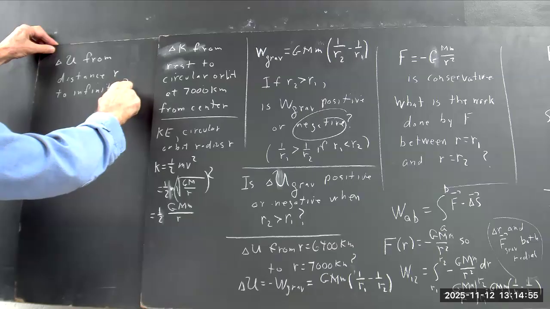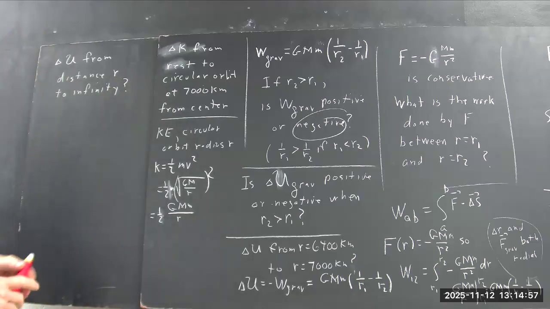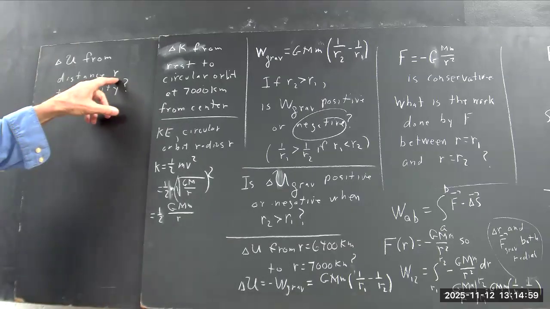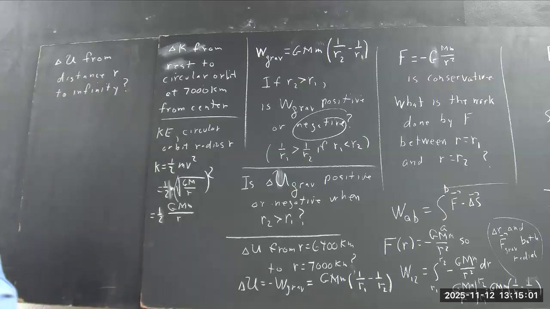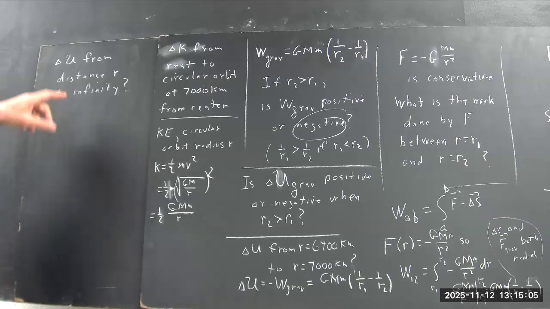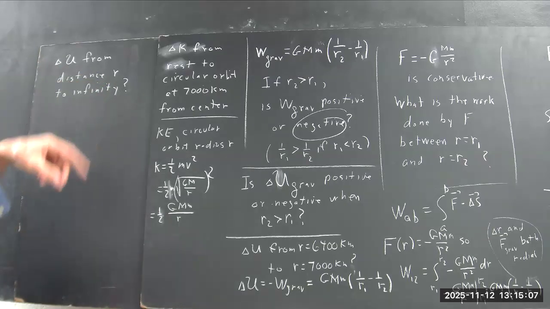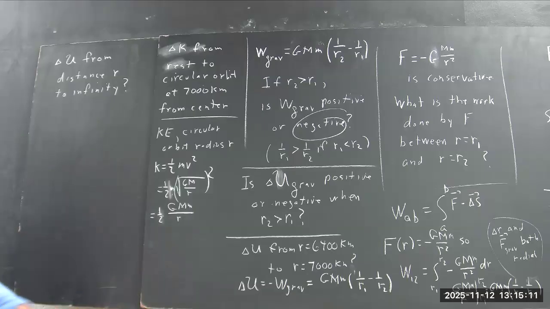What's the change in U from distance r, measured from the center of the Earth, to infinity? It's for a mass little m in the vicinity of a planet of mass big M, at distance r from the center of the planet.